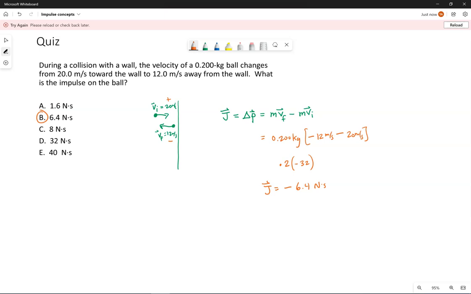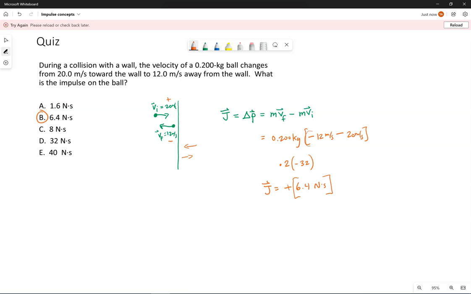But that's because of the way I drew my picture. If we had drawn the ball coming from the right and bouncing off, we'd get a positive. So ultimately, because the problem didn't give us a coordinate system to work with in specific directions, all we can do is give the magnitude. So 6.4 newton seconds, we could say it's just directed away from the wall. That's the best we could do in terms of describing direction.